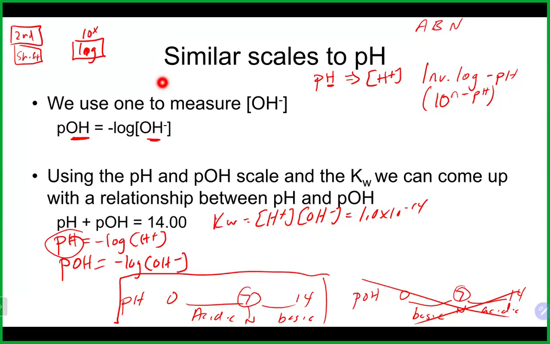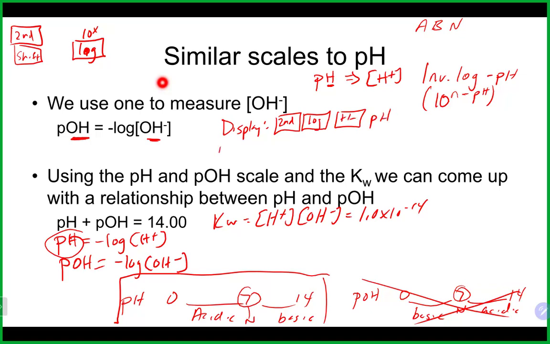Just like all the other formulas, if you have a display calculator, you're going to punch it in exactly like that. So you would hit, again, your second or shift button, you would hit your log button, you would hit your negative button, and then type in the pH.